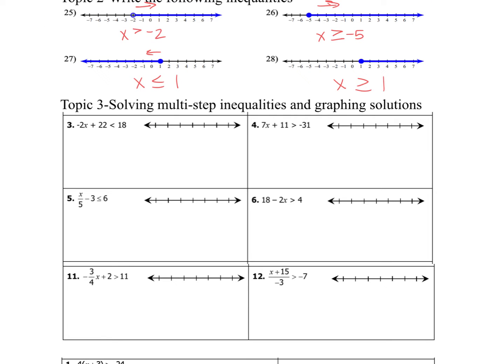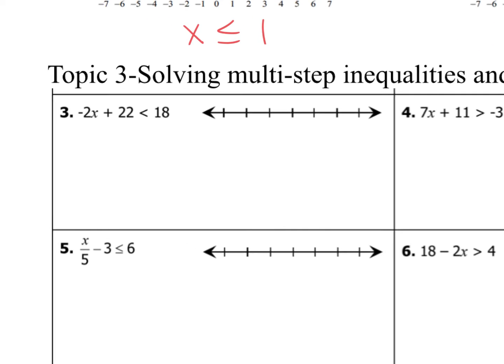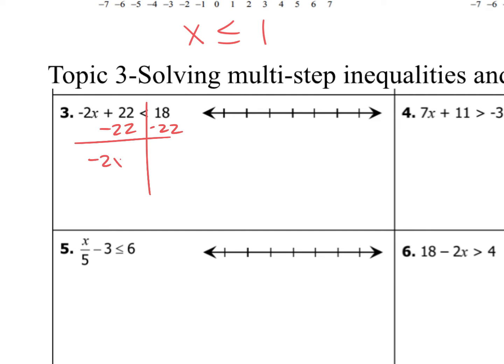Biggest thing when you're solving, remember, if you multiply or divide both sides of it by a negative, you have to flip the sign. So starting out, these are all two-step. For number 3, we're going to subtract 2. -2x is less than -4. Divide by -2. X is greater than 2. We had to flip it because we divided by a negative. So 2 goes in the middle. Since it's not equal to, it's an open dot, and the inequality symbol points to the right. So we are shading right.